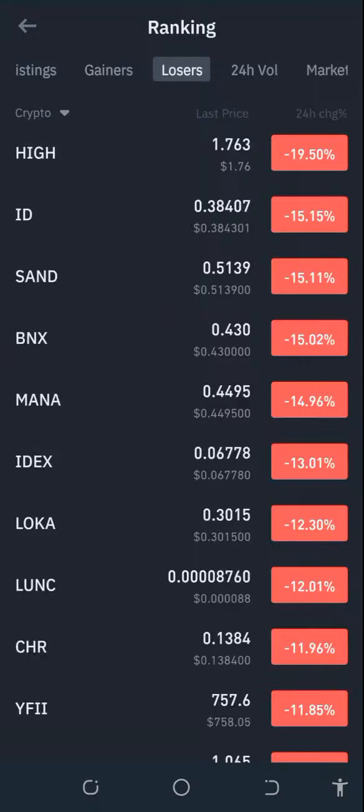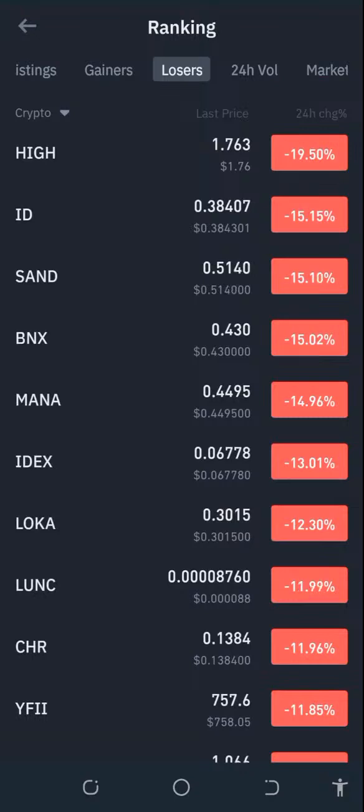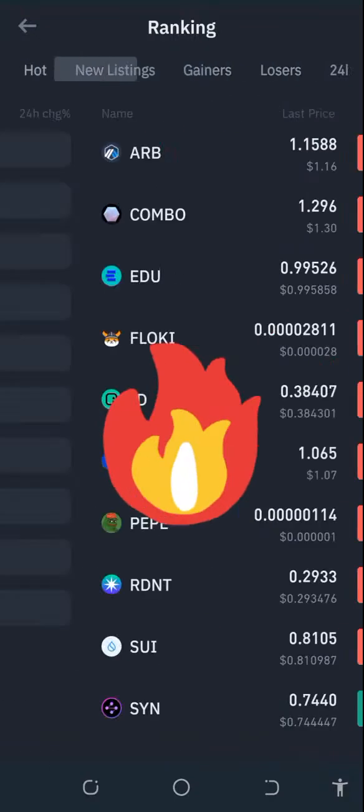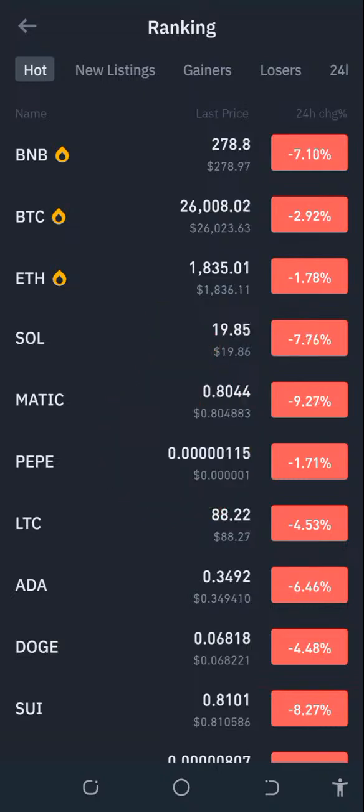So it went all the way from losers. Oh, it's not even there right now because right now it's picked up. It's currently on hot because it's really, really hot right now. It just sprang up from 0.000100 to 115, and that made it hot.